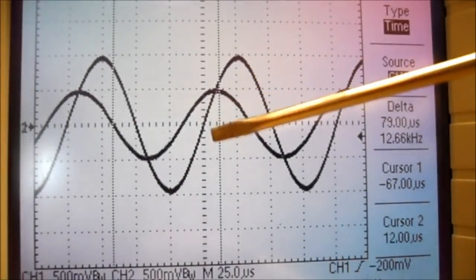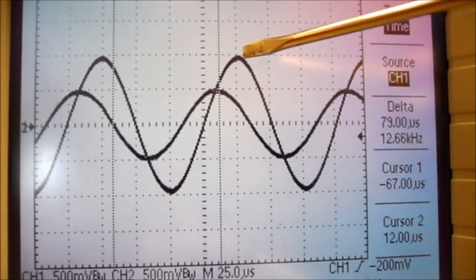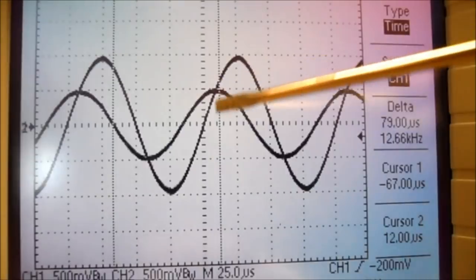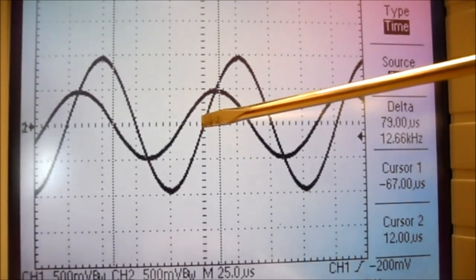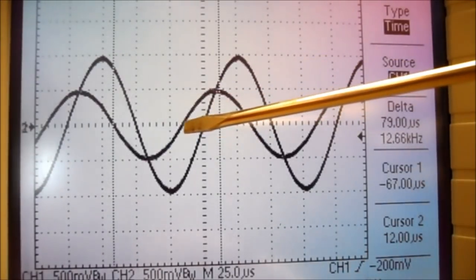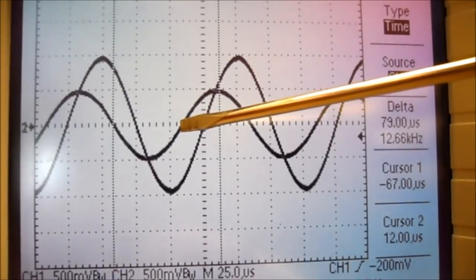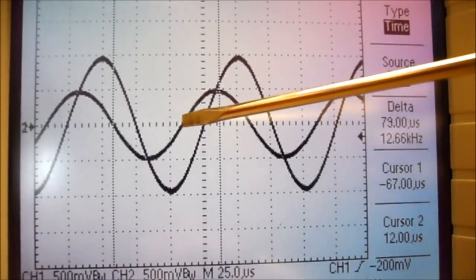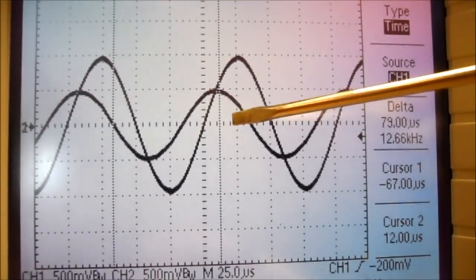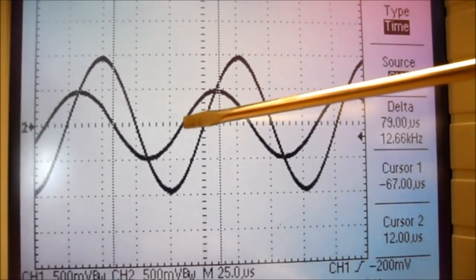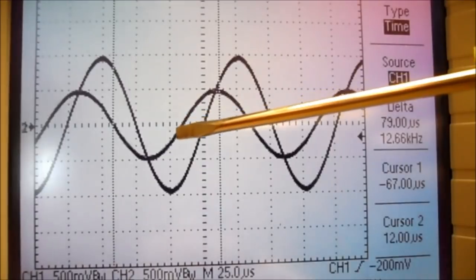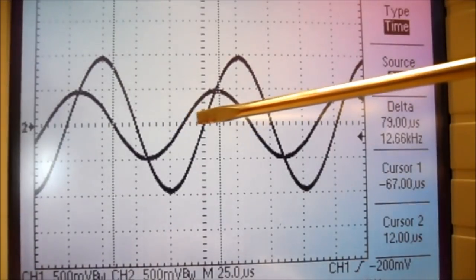I just want to remind everybody that this is our input voltage, and that's our 0 point. You'll notice this waveform across the inductor is leading. If it was on this side, it would be lagging. So on this side, it's leading. The voltage across the inductor is leading our input voltage.